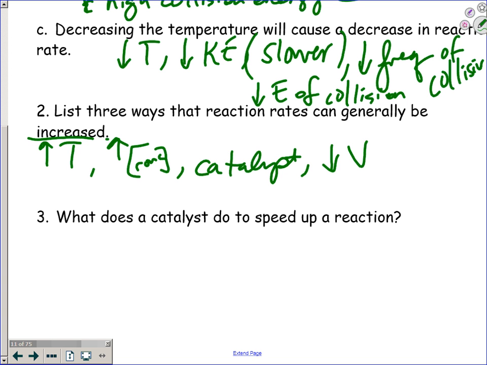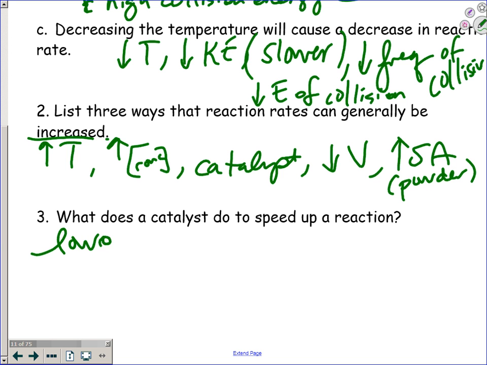Nathan, you got one? There's one more. Anybody? Matt? How would I increase the surface area? Make it a smaller particle size, powder it. Okay, and then we all should be able to say in a brief term how to speed up a reaction with a catalyst. What does it do? It lowers the activation energy. Okay. All right, so do we feel okay with rates like speeding up or slowing down reactions?